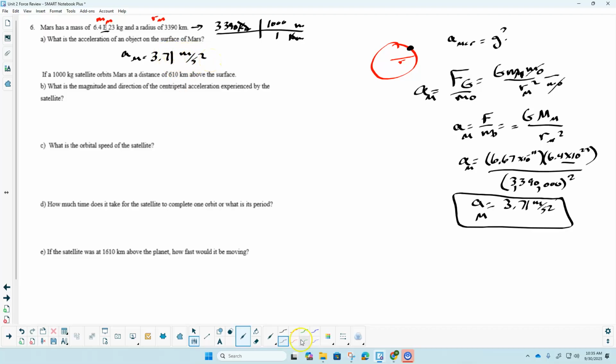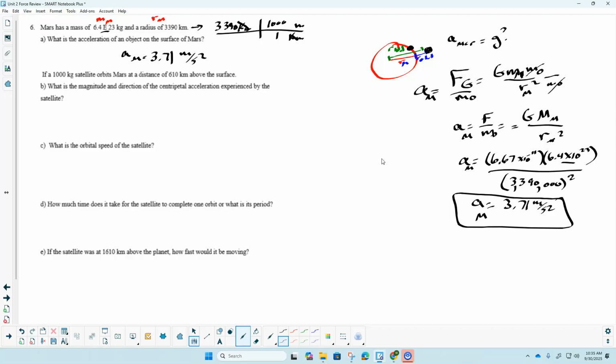Part B, we're going to now take the object and move it so that it is an extra 610 kilometers above the surface. So we've added the radius of Mars and then the radius of the orbit. And that's going to get us our total radius, which is what we need. So instead of having this black dot at the surface, now we've moved it slightly above the surface.